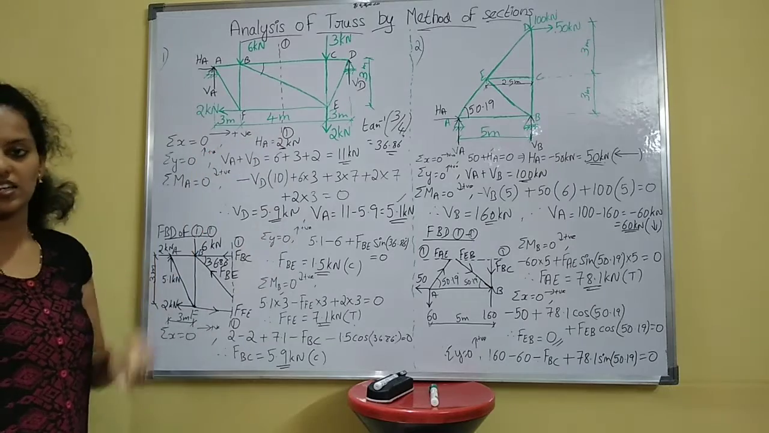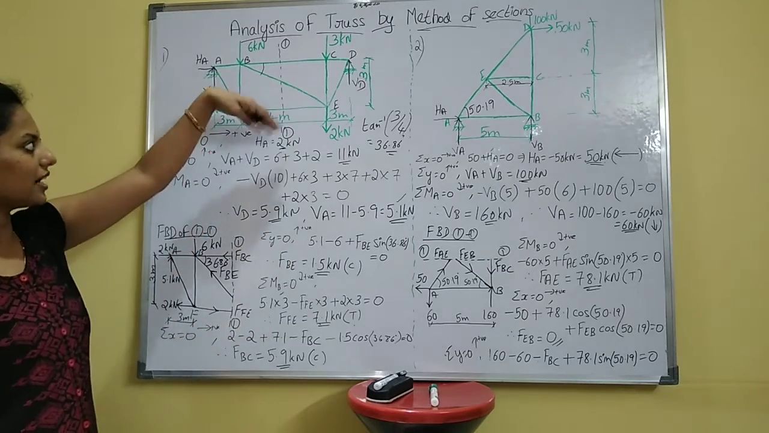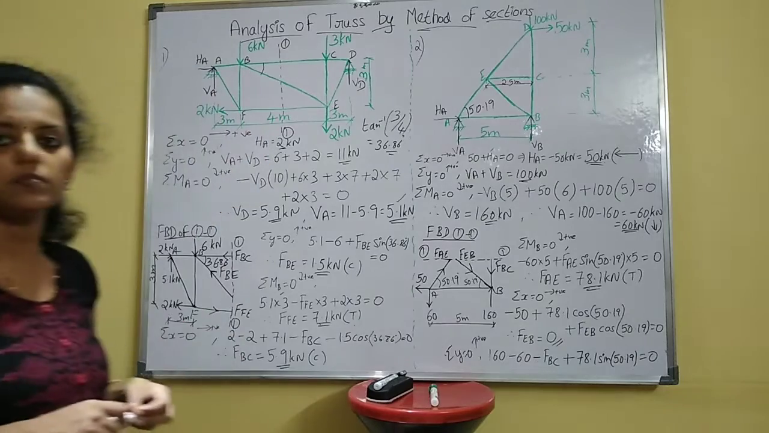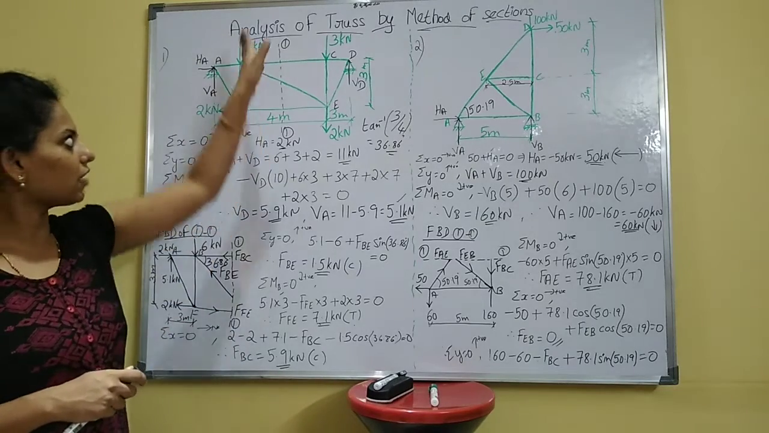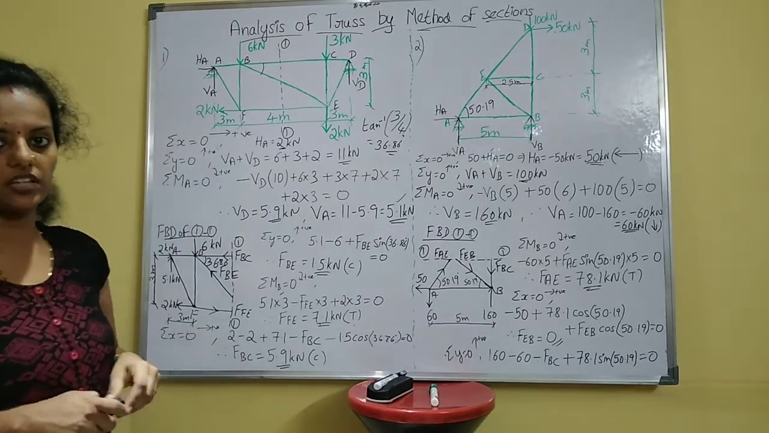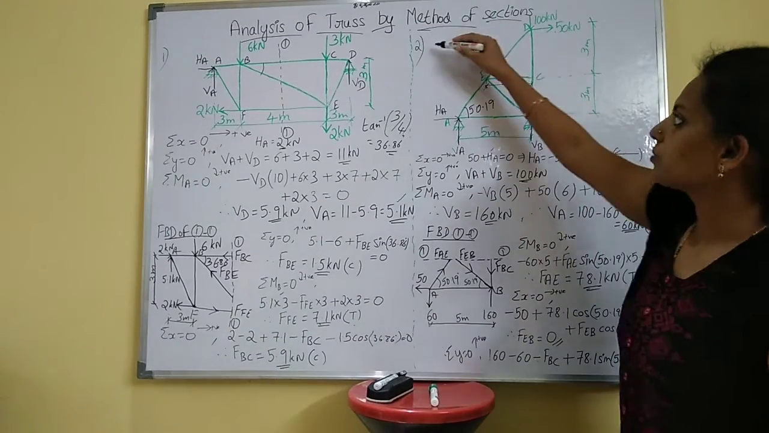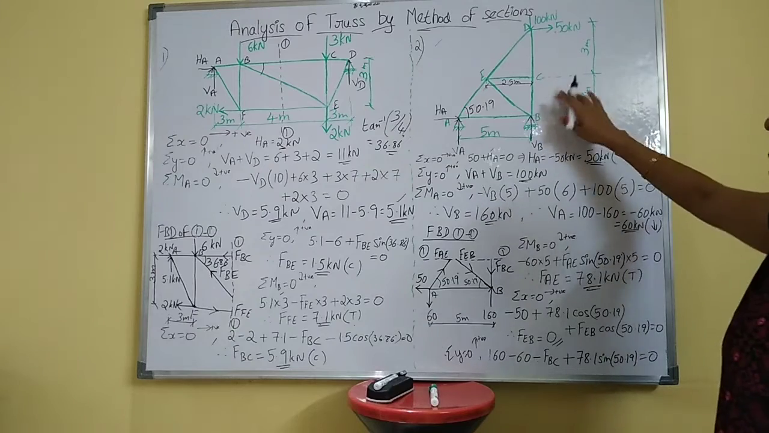Here only one section is given, so finding these 3 forces is enough. Suppose if they mention in the problem to find all the member forces, then you have to take 2 more sections or 1 more section according to the problem. Okay, next we'll come to the second problem. Here this is given.